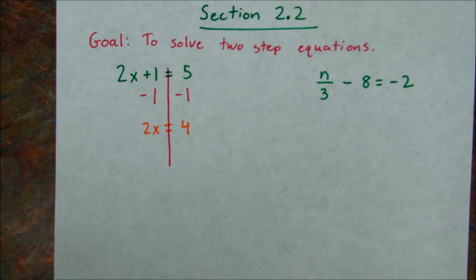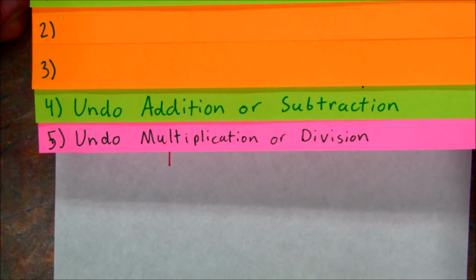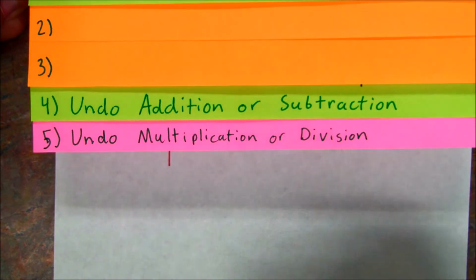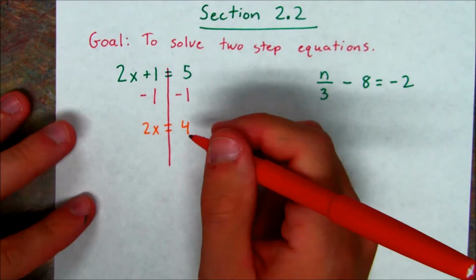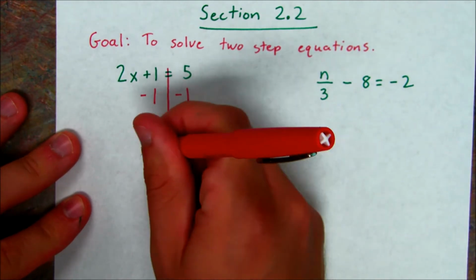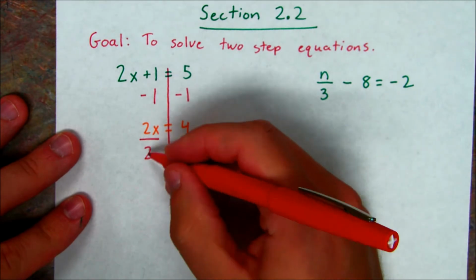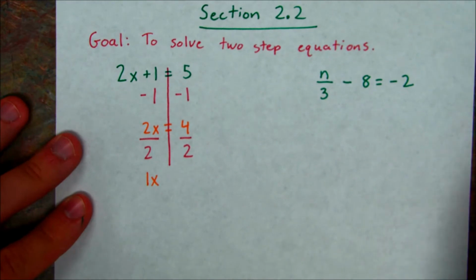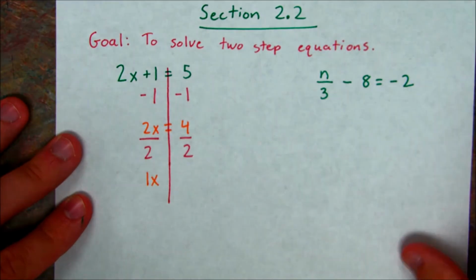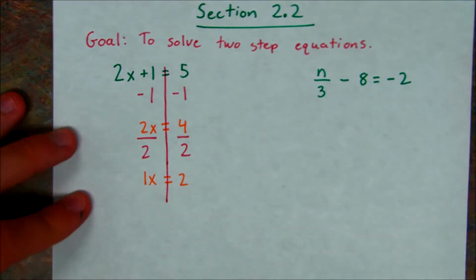So back to the foldable. I undid addition or subtraction, then I look at step 5: undo multiplication or division. I see I have 2 times x, so I'm going to undo that by dividing both sides by 2. When I divide by 2, this gives me a 1x. I'm going to have to extend my brick wall just a little bit. 1x, and 4 divided by 2 is 2. So I used my foldable, I followed the steps, and I solved this equation.